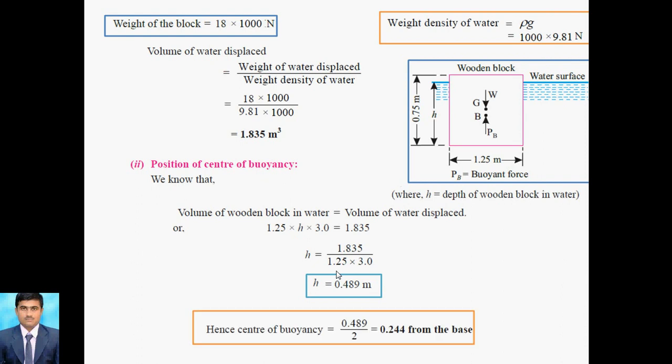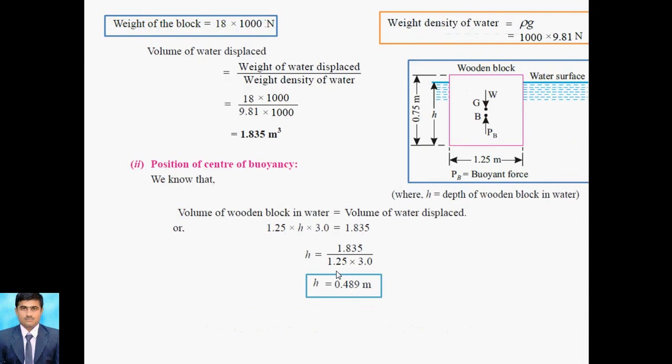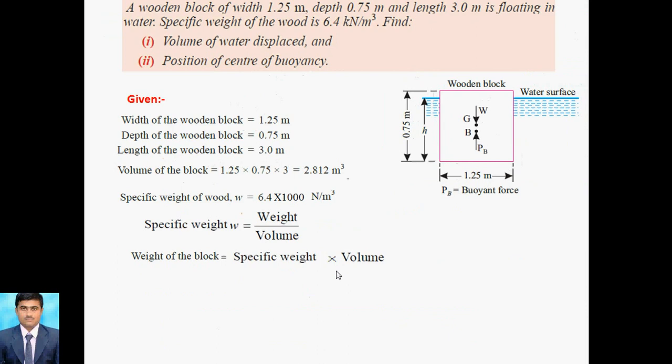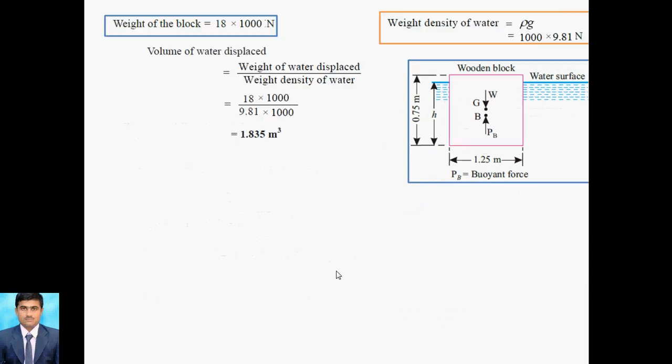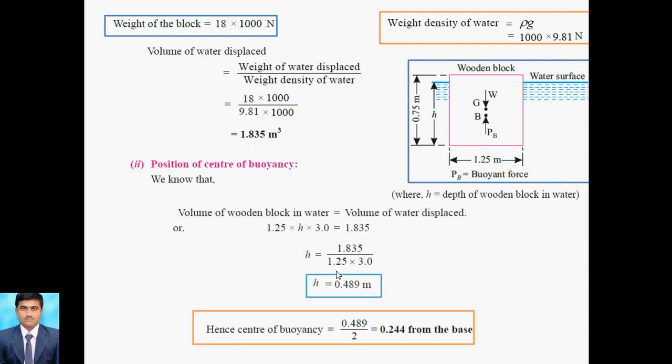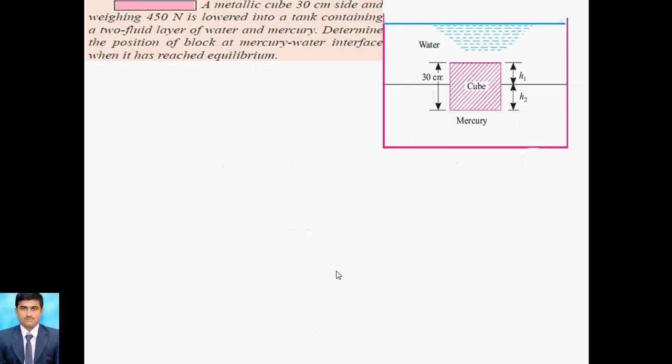So this is regarding the center of buoyancy. Center of buoyancy means the point where the buoyancy force acts, that point is called the center of buoyancy. So here we can divide by 2, that gives the center of buoyancy. So in this lecture we discussed how to formalize the volume of water displaced. According to that, it is an easier method for finding out the volume of water displaced as well as the position of the center of buoyancy. Now we move to the next example.